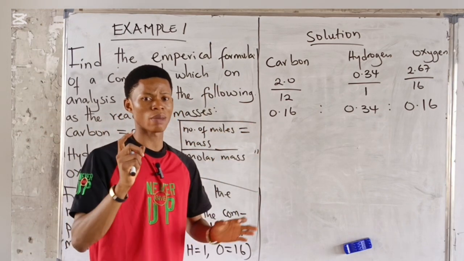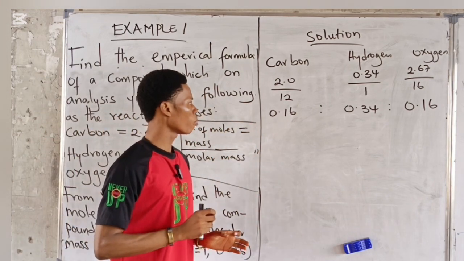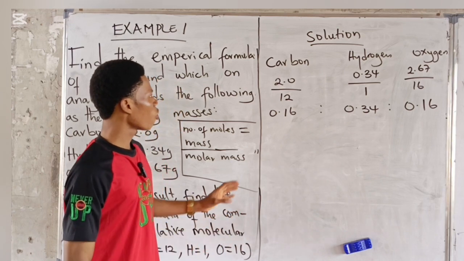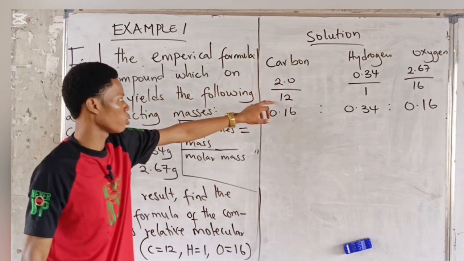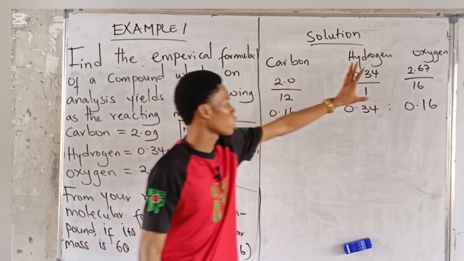Now, what we did here, first step, was calculating the number of moles. Remember what we're looking at is the empirical formula. And to calculate the number of moles, you just say the mass you were given in the question divided by the relative atomic mass, the molar mass. So that's what we did.